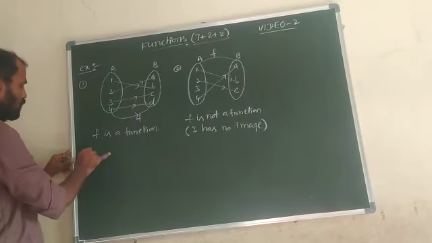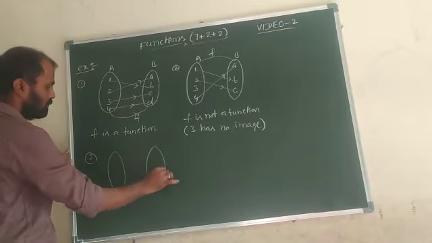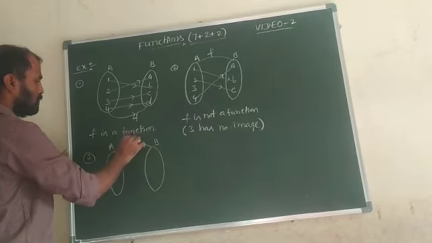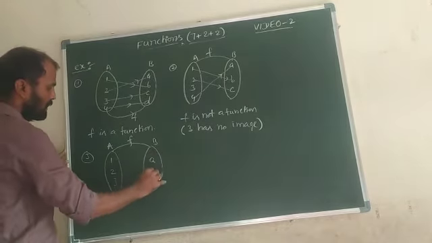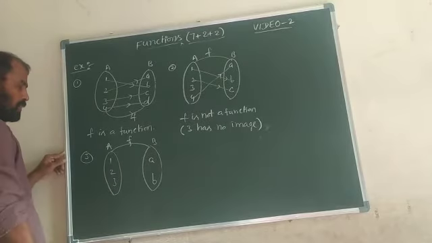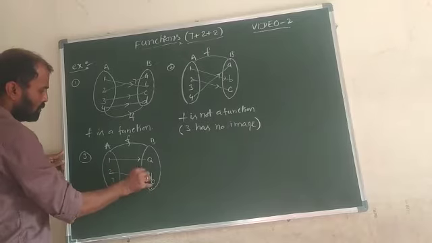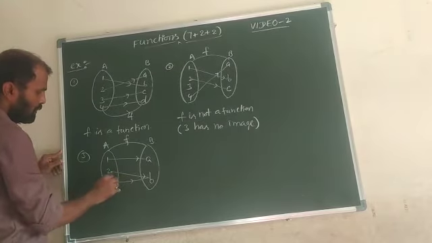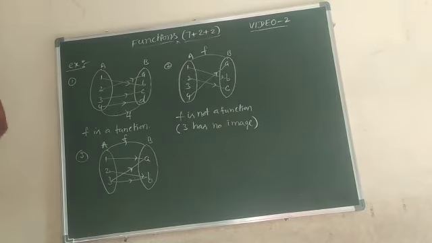And third example. A function f from A to B. So here is 1, 2, 3. Here is A and B. Now 1 maps to A, 2 maps to B, 3 maps to B, and 3 maps to A. It is also not a function.